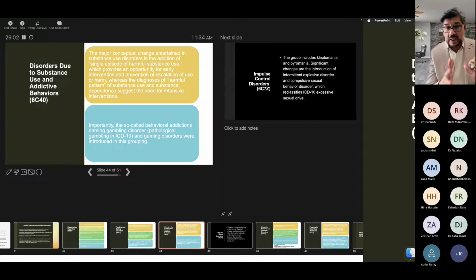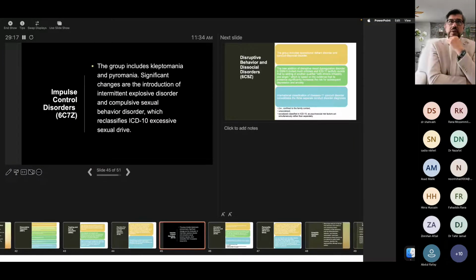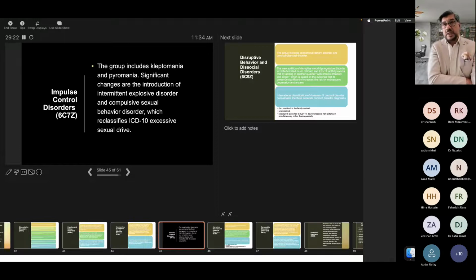As far as we psychiatrists are concerned, and this is the good thing about ICD-11, it is giving you a broader picture and you can see who can go where. That's the good part of it. Impulse control disorders. The group includes kleptomania and pyromania. Significant changes are the introduction of intermittent explosive disorder and compulsive sexual behavior disorder, which reclassifies ICD-10 excessive sexual behavior.